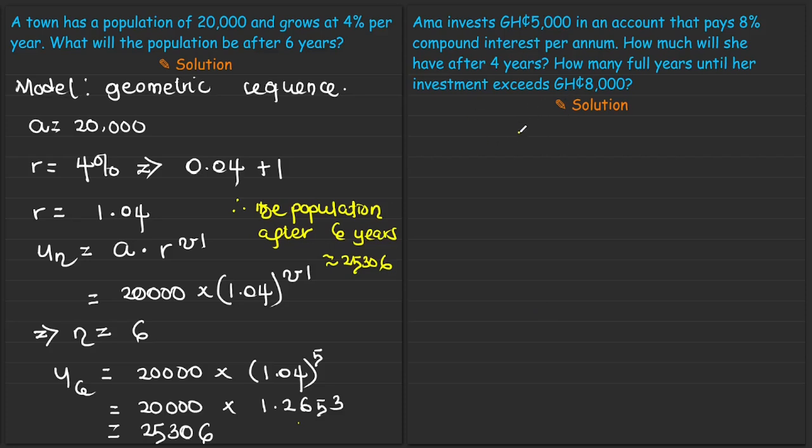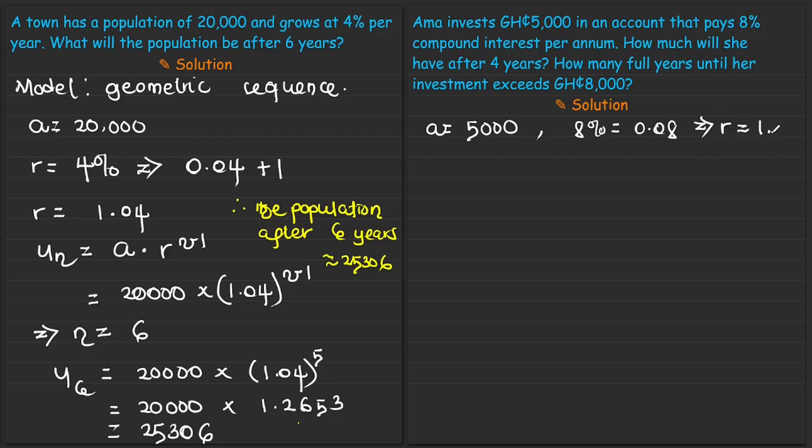This is clearly a compound interest. So her initial investment, A, also called the principal, is what? 5,000. Now, in an account that pays 8%, I've told you that if you have the percentage, always add 1 to it. So we know 8% is actually 0.08. So our r, which is the common ratio, is then going to be what?